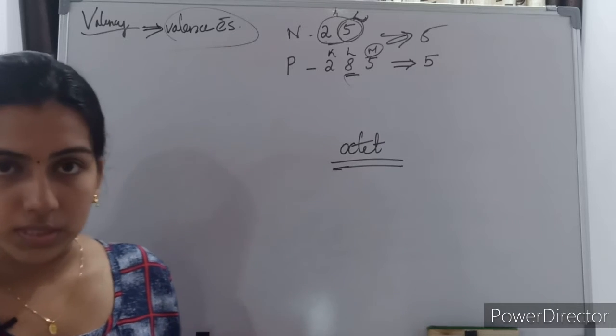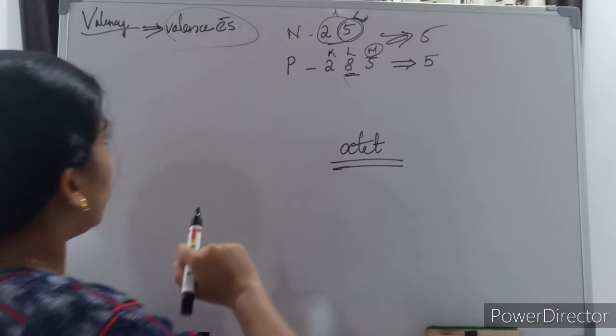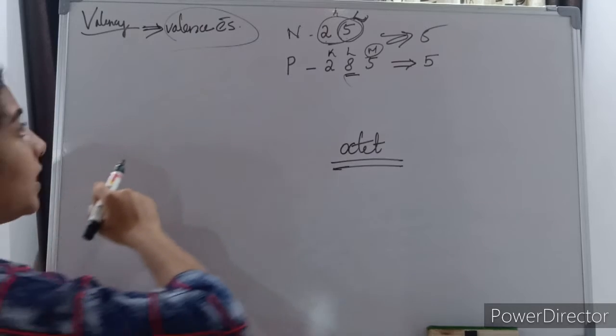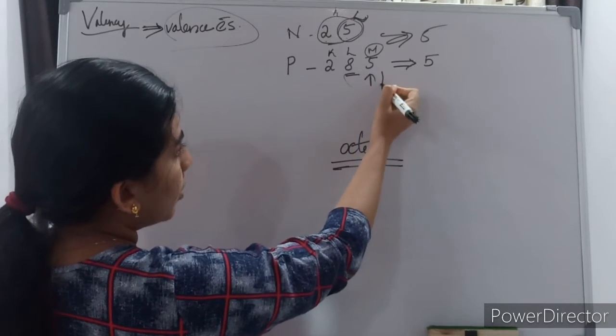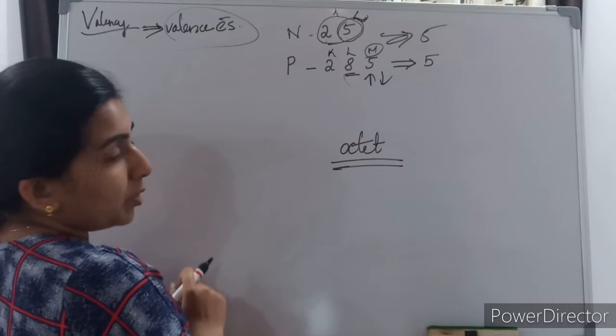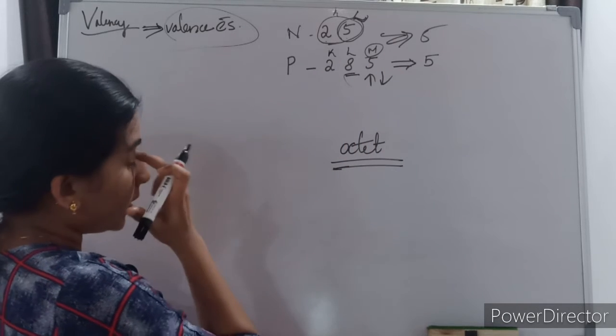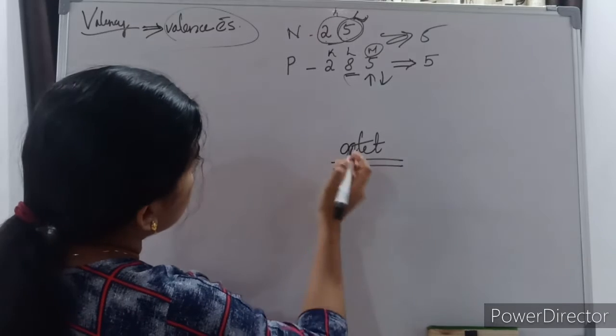Okay. So, coming to the point of valency, valency is the number of electrons which are gained or lost when they attain an octet or when they attain stability.